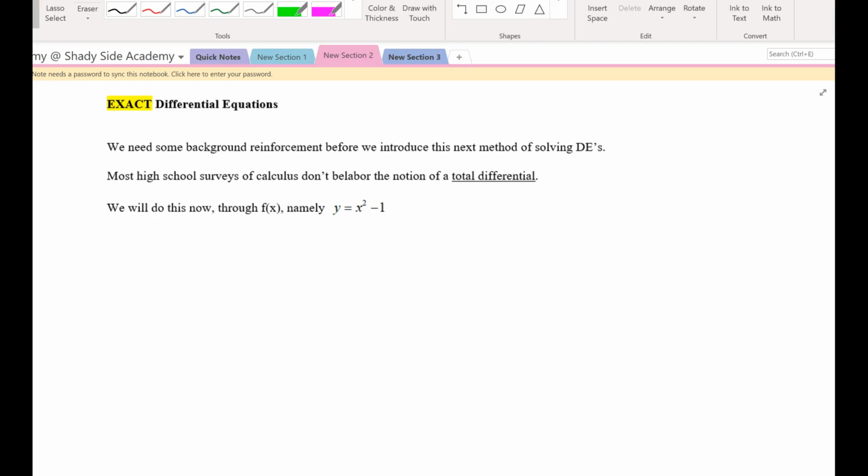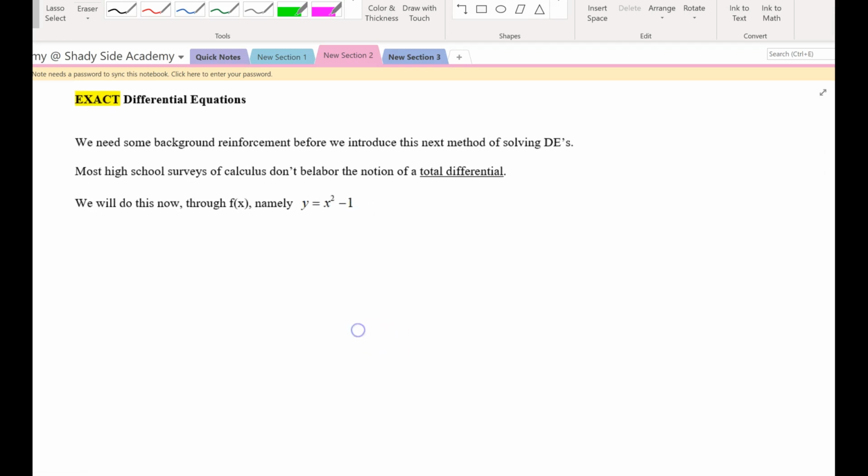So this is our second new method of solving differential equations. I think I'd also say this is probably the first real meaty one, okay? What we're going to talk about today here are exact differential equations.